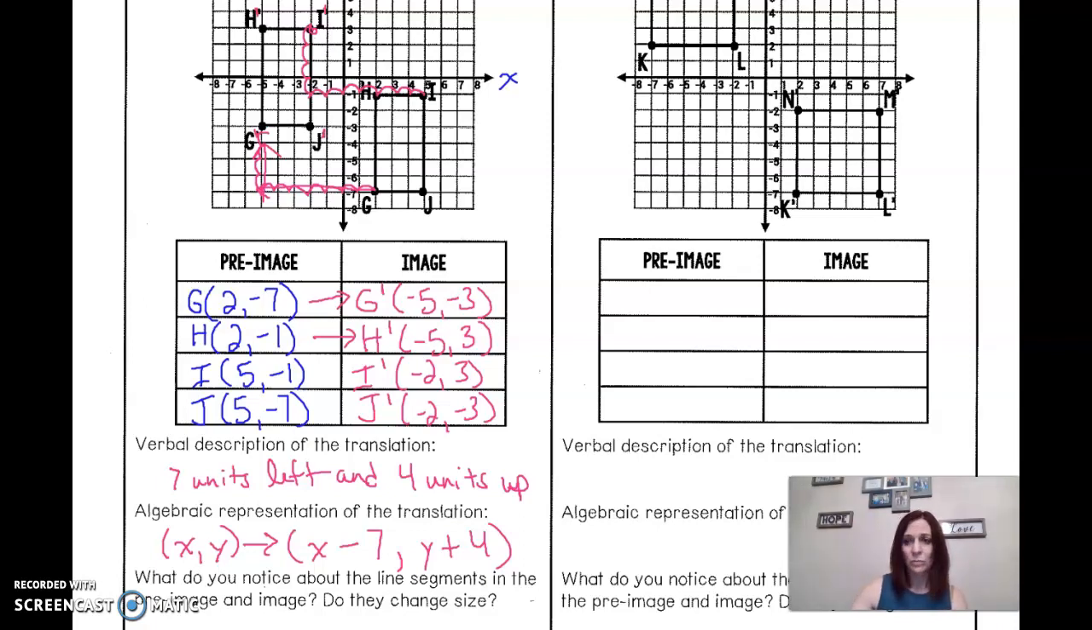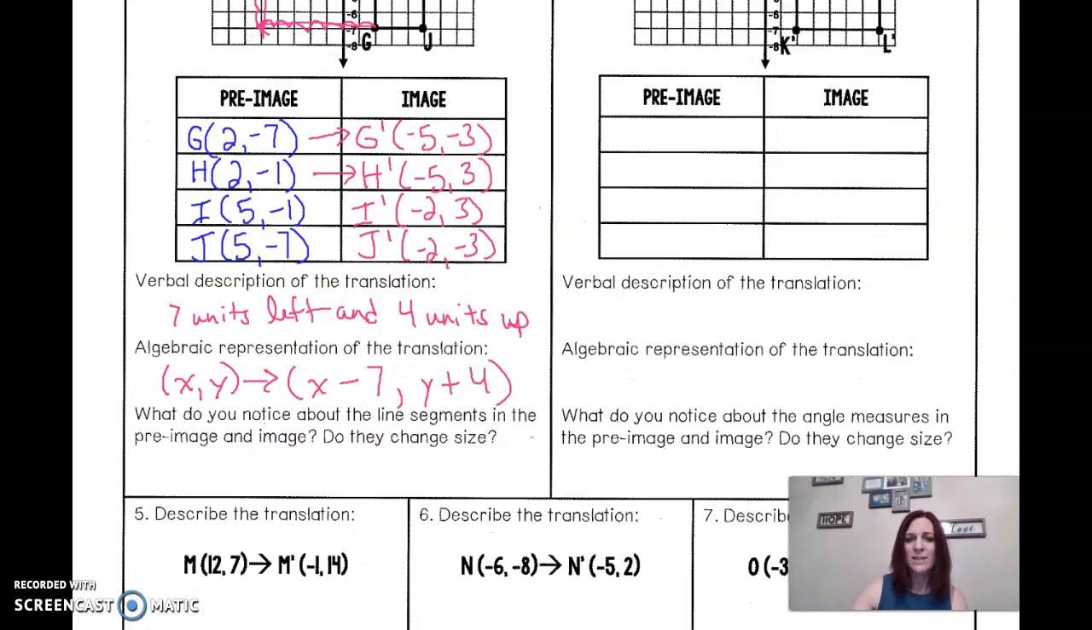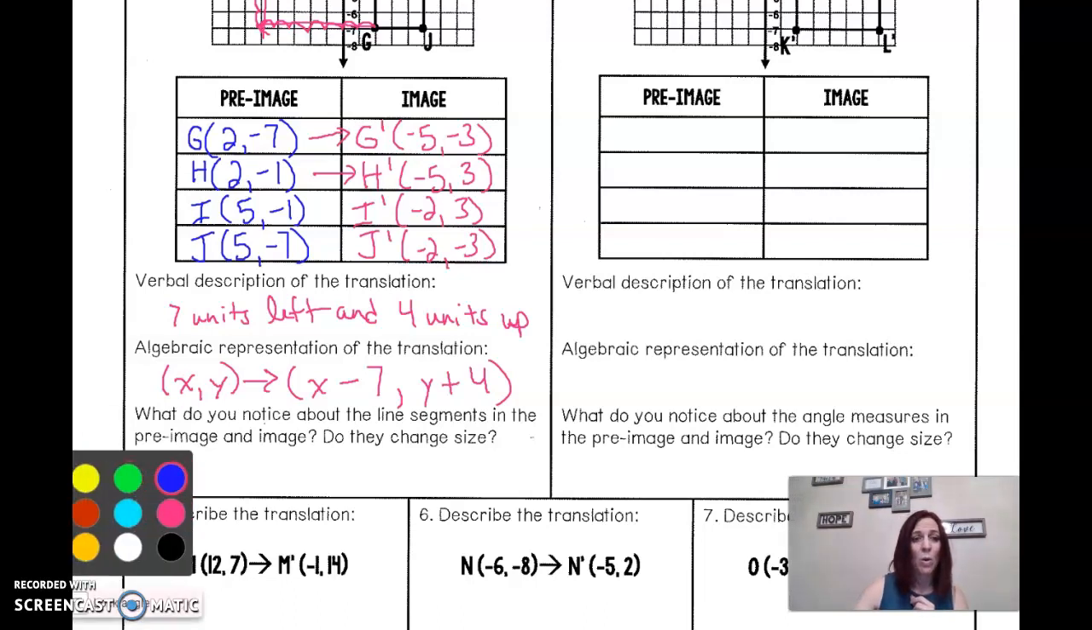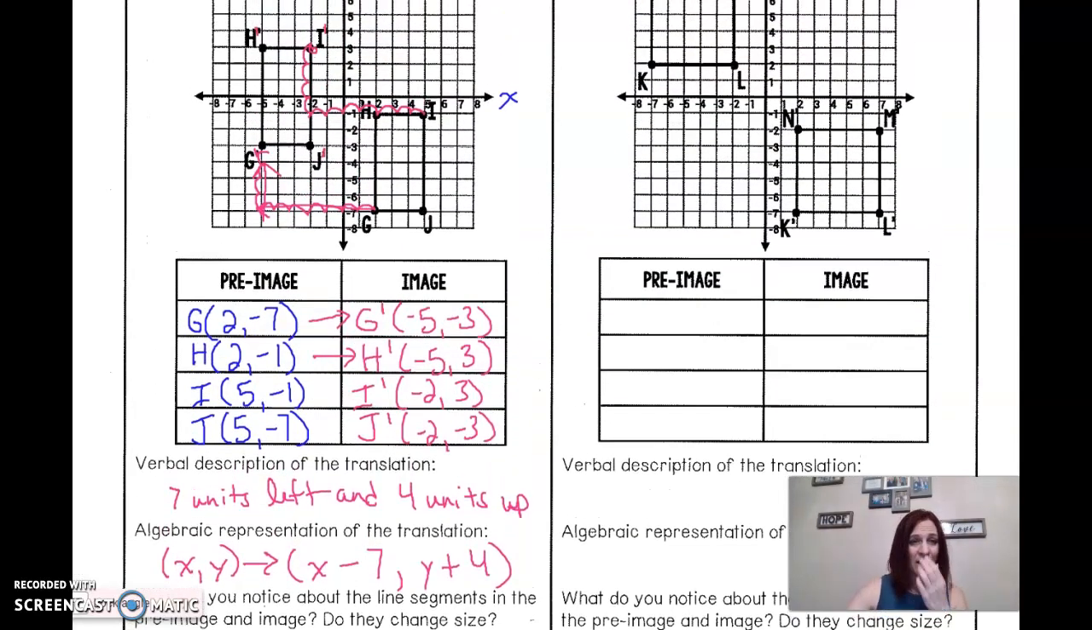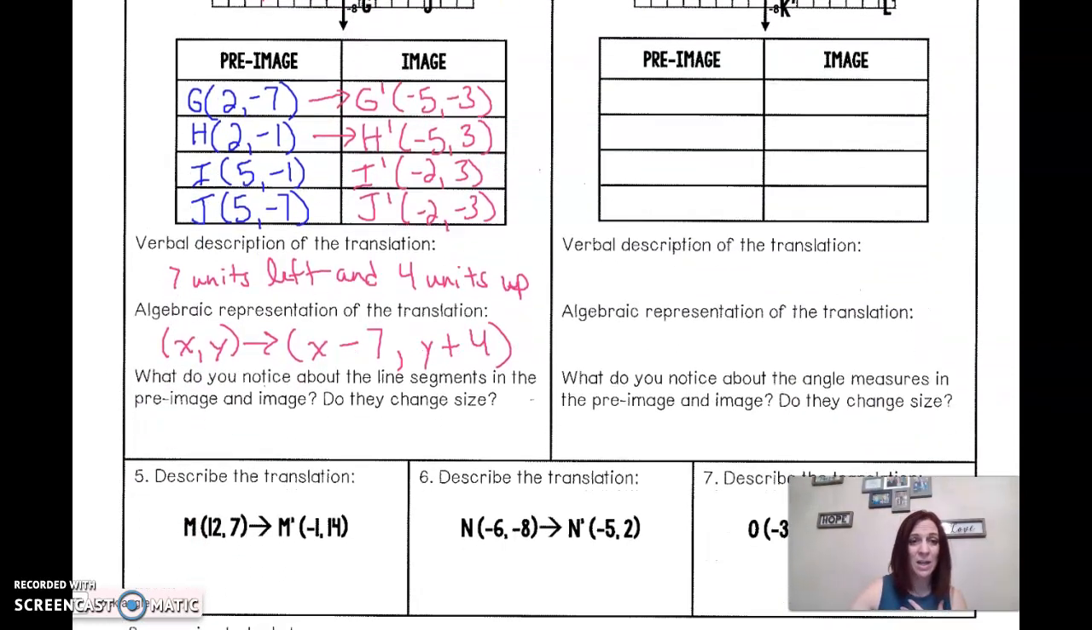So what do we notice about the line segments in the pre-image and image? Well, remember, translations are a basic rigid motion, or an isometry. If I looked at this segment right here, that would be 1, 2, 3, 4, 5, 6. I'm sorry, that's H prime, G prime. If I did this one over here, H to G, how many units do you think it is? 1, 2, 3, 4, 5, 6. The line segments stay the same, okay?